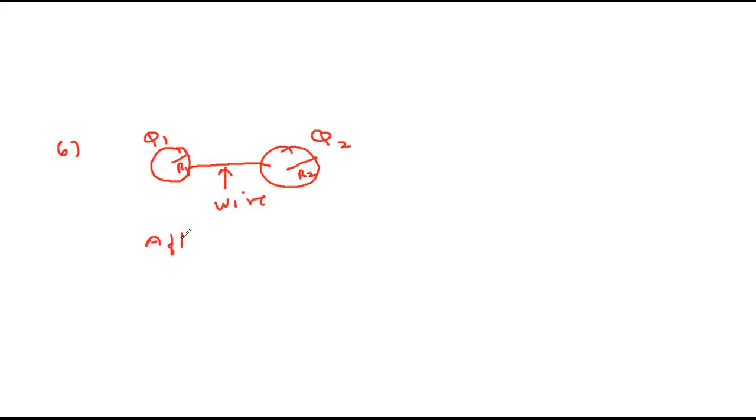Sixth point. This is one spherical body whose radius is r1. Another spherical body of radius r2. If this is having charge q1, this is having charge q2, they are connected by wire, means conducting material. After connection, I want charges on each.